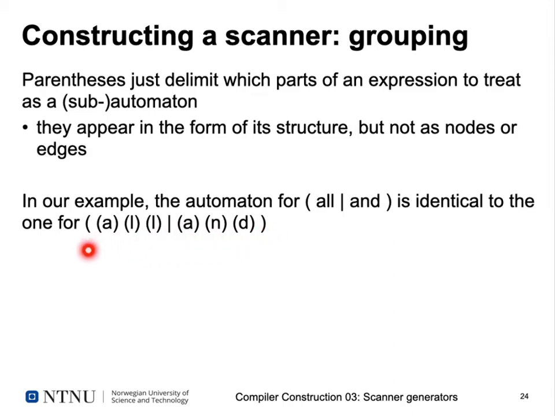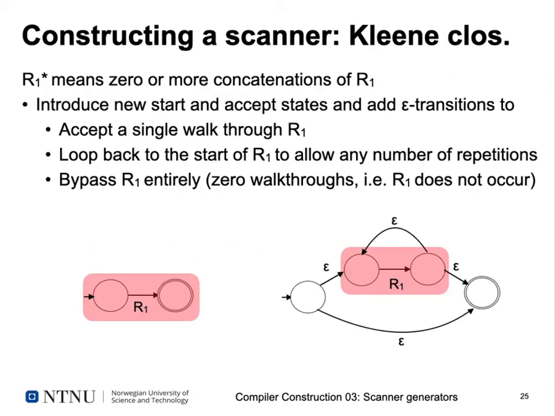Of course, you don't do it as long as it's obvious what you mean, because this is just nasty to write. So finally, we're left with our Kleene closure. R1* means 0 or more concatenations of a regular expression R1. To do this, we introduce a new start and a new accept state and add epsilon transitions to it.